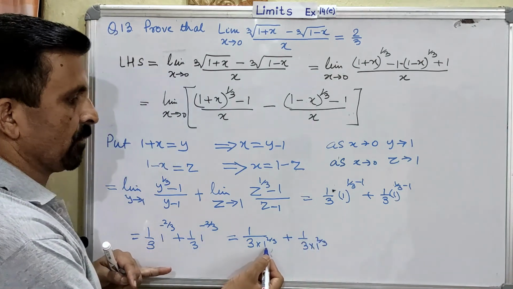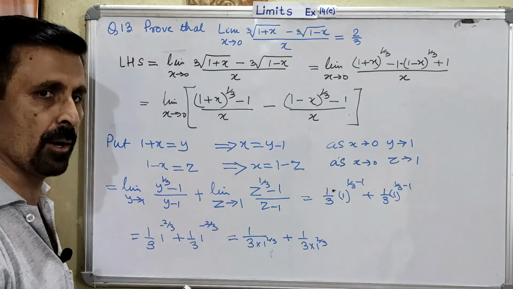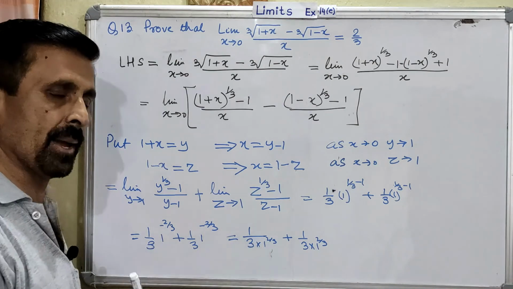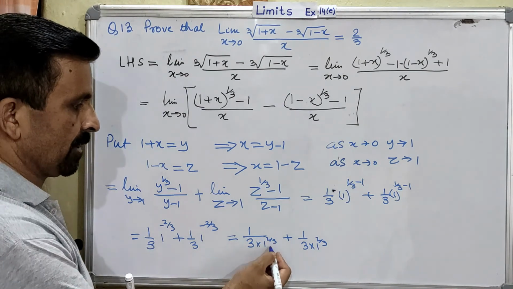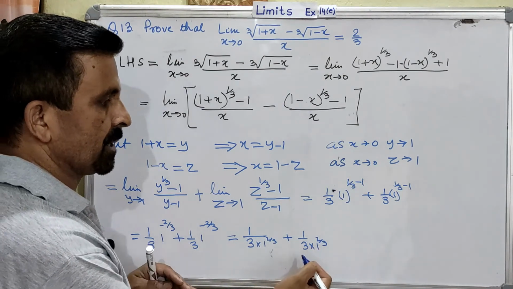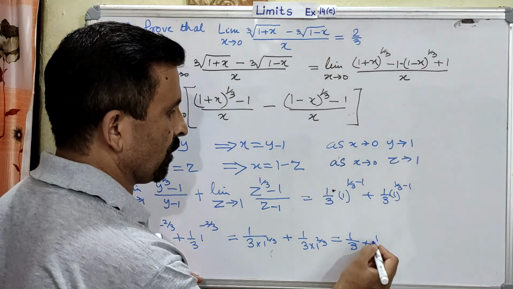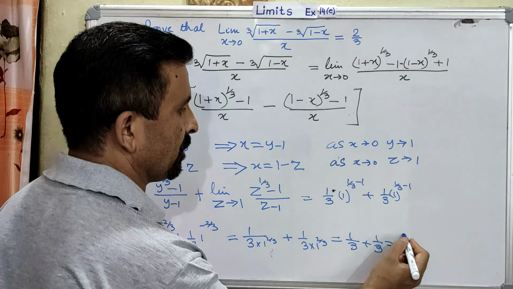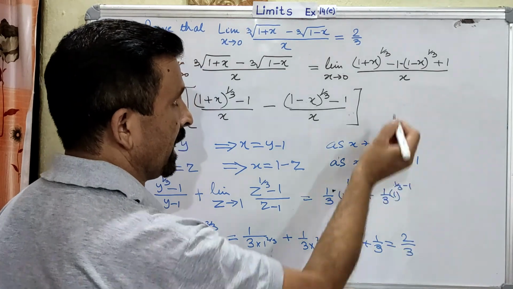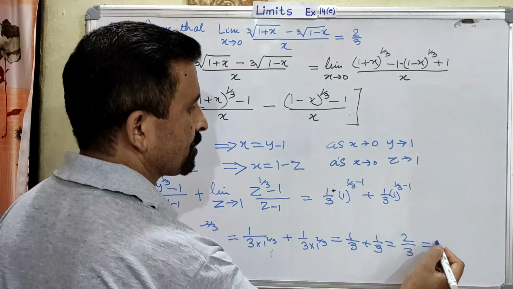You know very well that 1 is such a number, you give any kind of power, its value will always come back to 1 only. So this part will become equal to 1, this part also is becoming equal to 1. Therefore you are left with 1 over 3 plus 1 over 3. Now simplify, you are getting the answer as 2 over 3, and that is your right hand side.